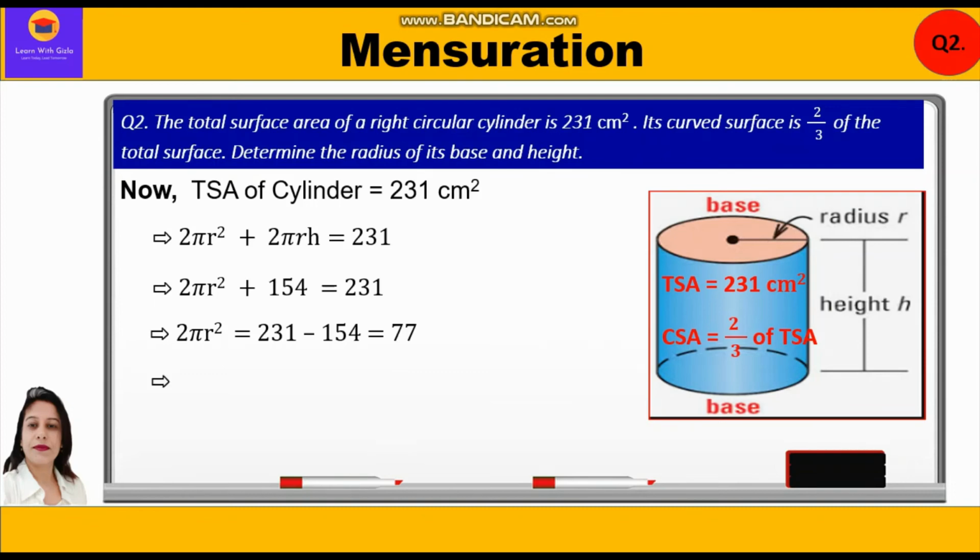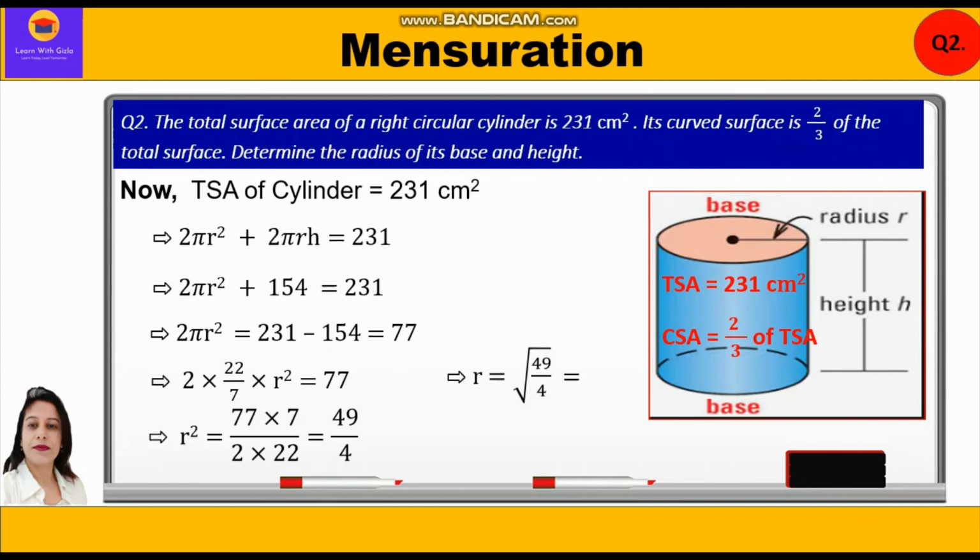Now we shall substitute the values. We will write 2 into 22 by 7 into r square is equal to 77. So r square is equal to 77 into 7 upon 2 into 22. We have just cross multiplied, which is equal to 49 by 4. So r is root of 49 by 4, which is equal to 7 by 2. So radius has come 7 by 2, or you can say 3.5 centimeters.